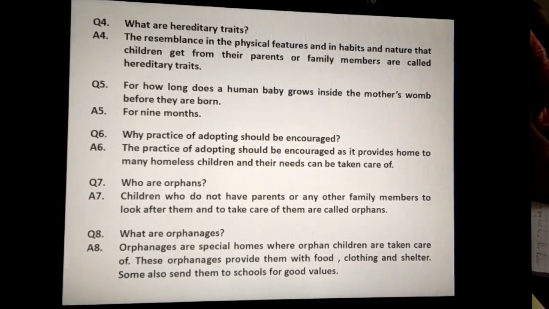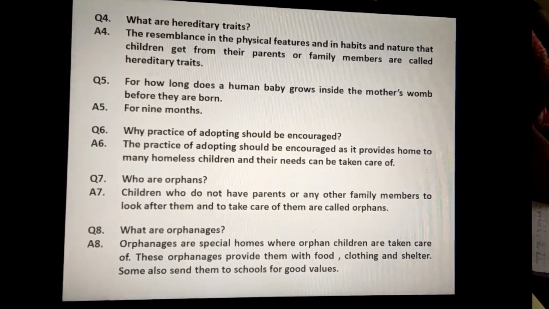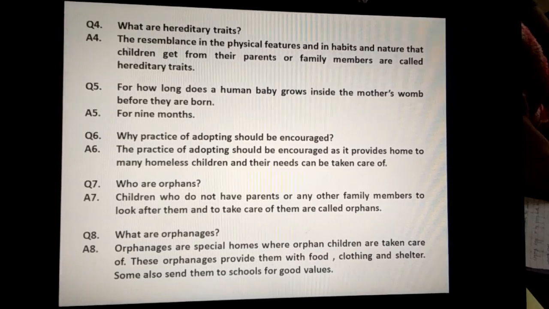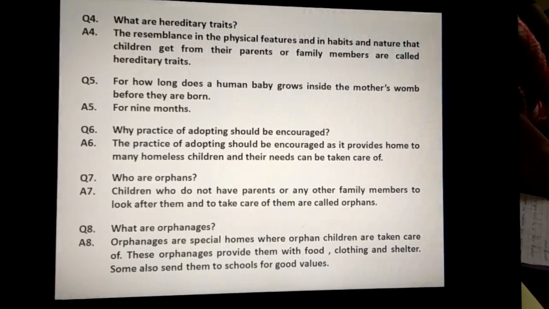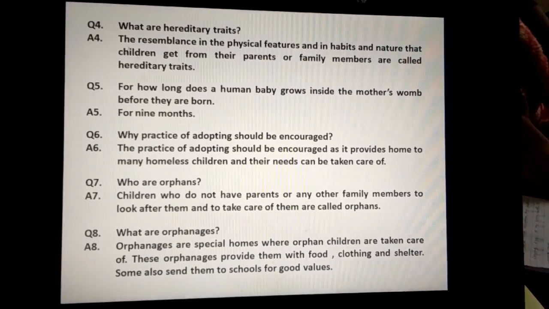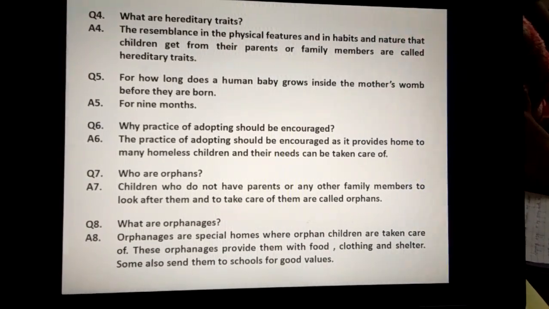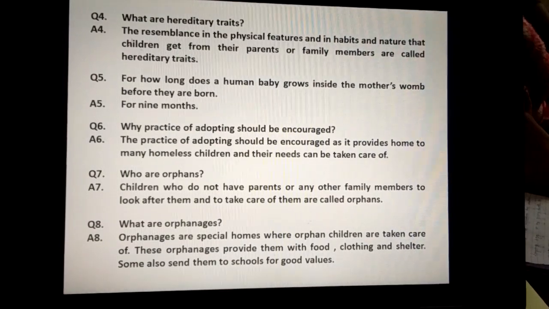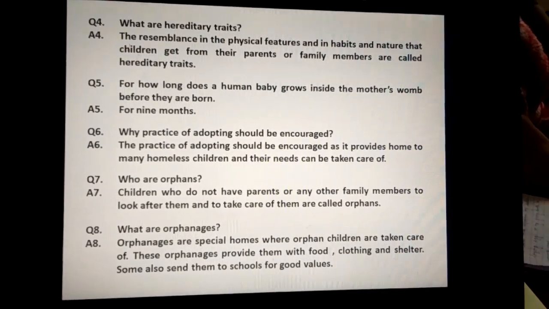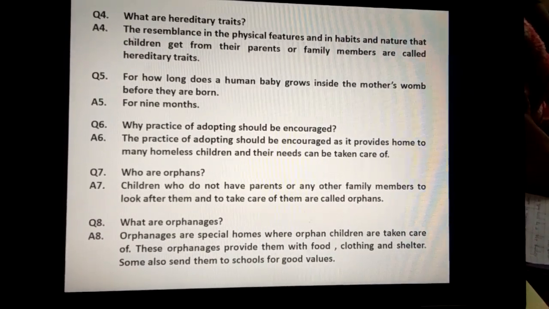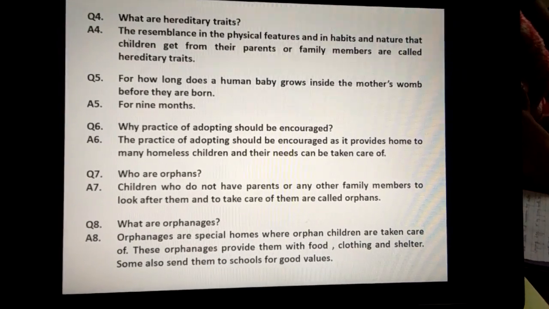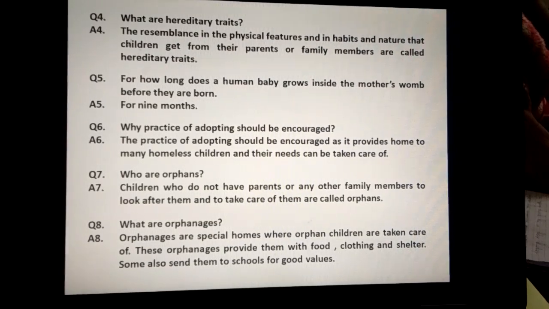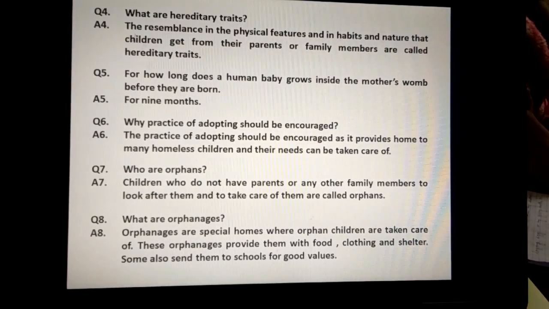Question 6. Why should the practice of adopting be encouraged? The practice of adopting should be encouraged as it provides a home to many homeless children and their needs can be taken care of. Question 7. Who are orphans? Children who do not have parents or any other family member to look after and take care of them are called orphans.